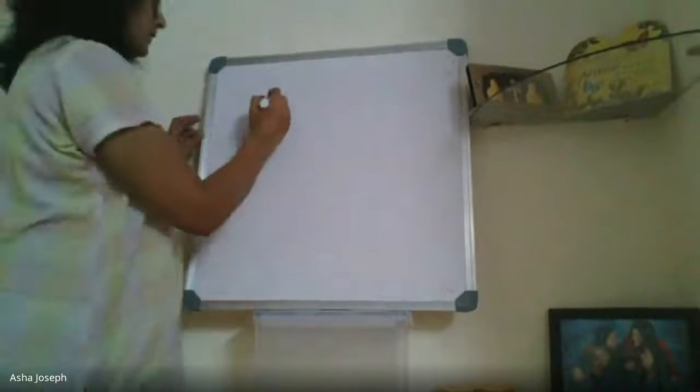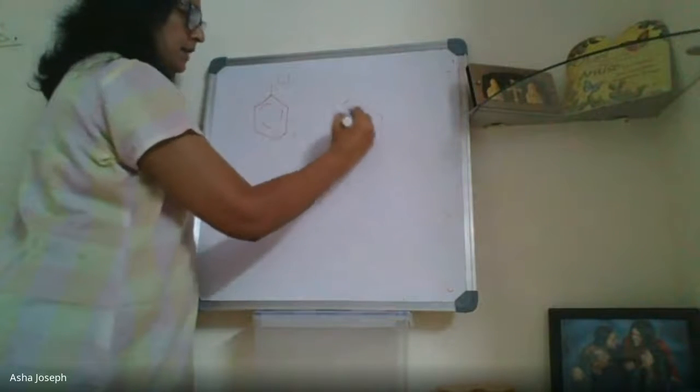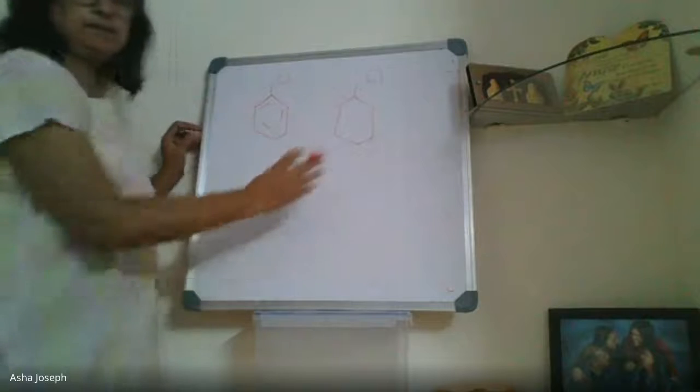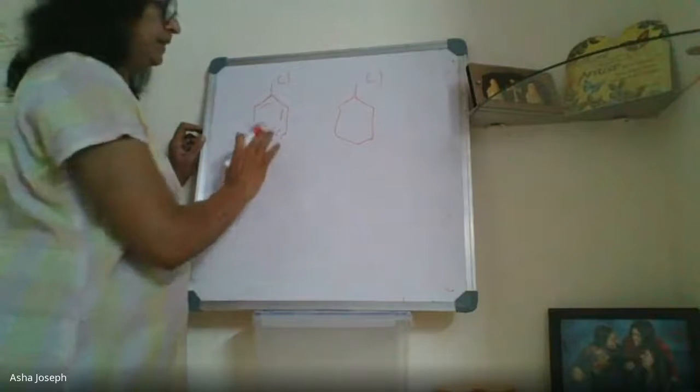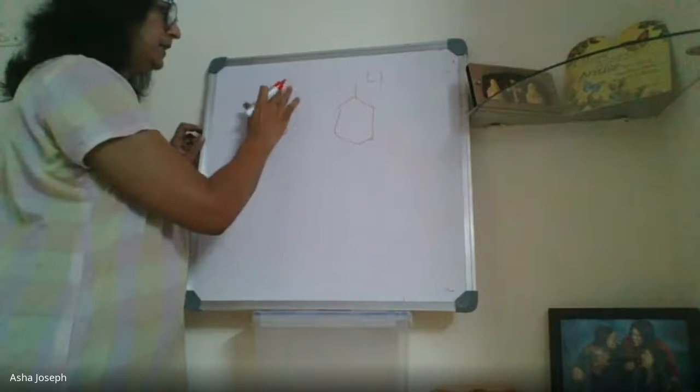So the next question. Explain, 10.12: the dipole moment of chlorobenzene is lower than that of cyclohexyl chloride. So give reason, I will explain and I will give you the answer. So two compounds, chlorobenzene and cyclohexyl chloride, isn't it? So this is cyclohexyl chloride and this is chlorobenzene. The dipole moment of this is less.